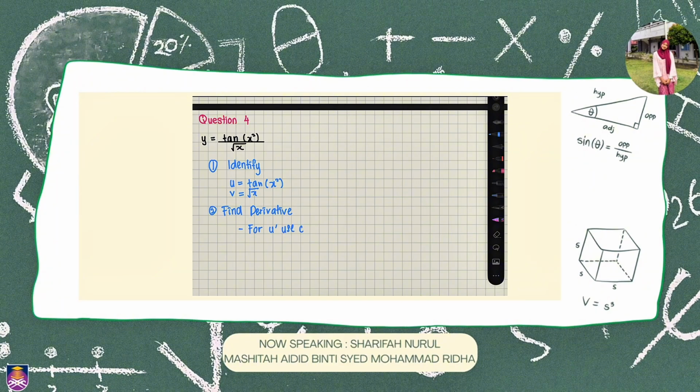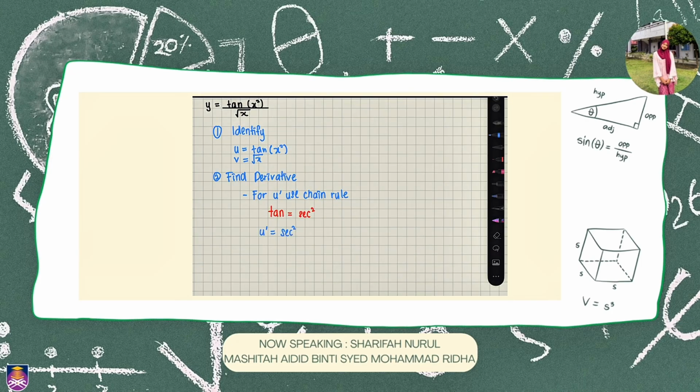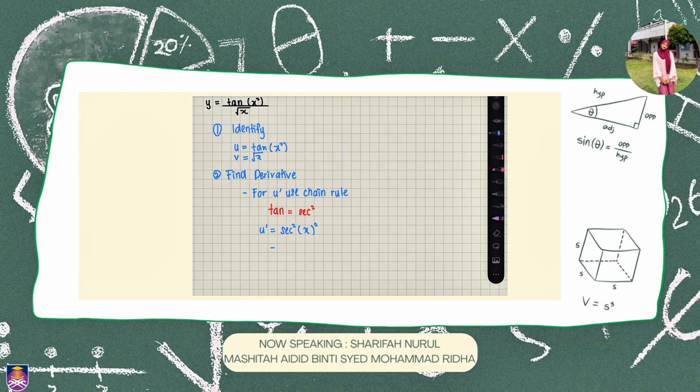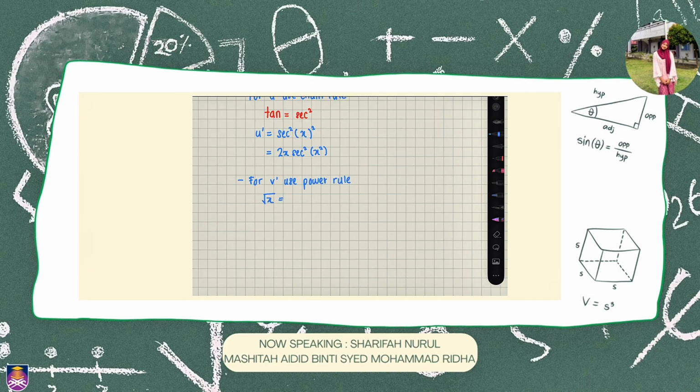Now, step 2. Find the derivative for the numerator u. We use the chain rule. We know the derivative of tangent is secant squared. So now we got u prime is equal to secant squared x squared. After that, we multiply by the derivative of the inside, x squared. That gives us 2x secant squared x squared. Next, we use the power rule for the denominator v. We rewrite the square root as an exponent and apply the power rule to get 1 over 2 times the square root of x.